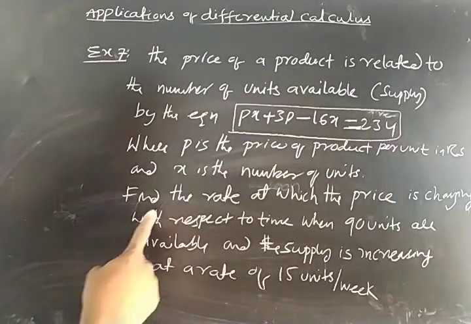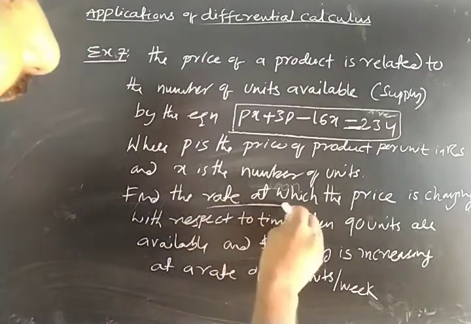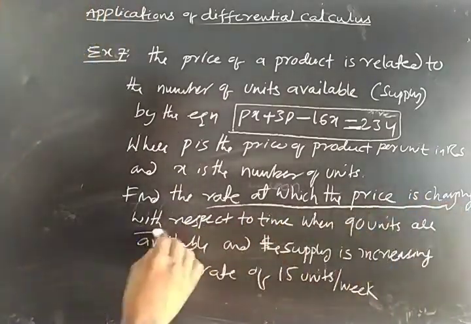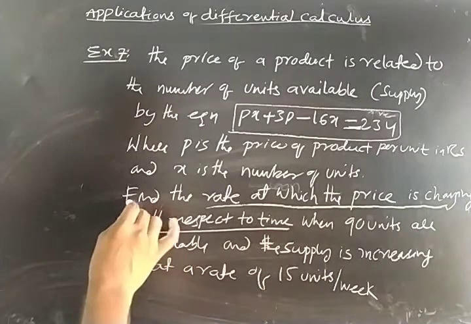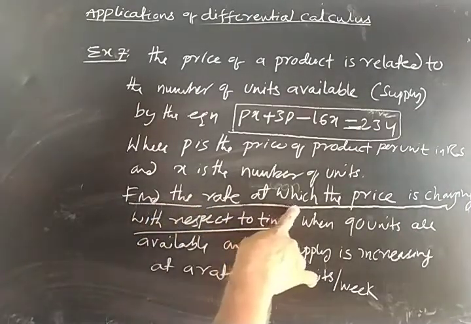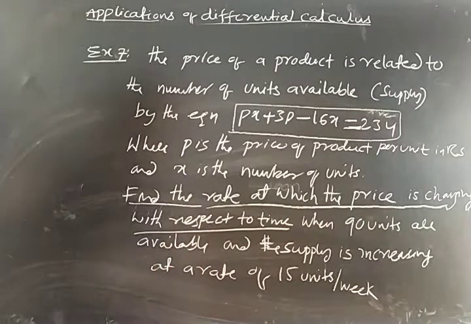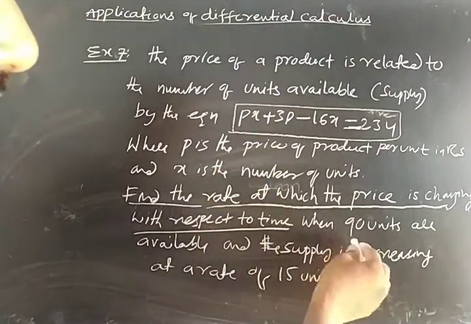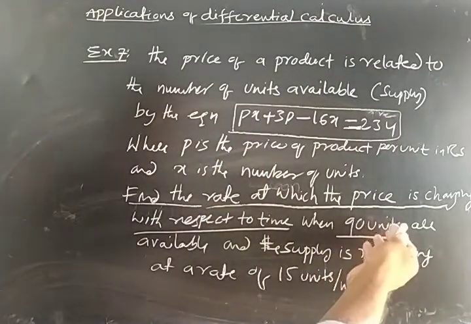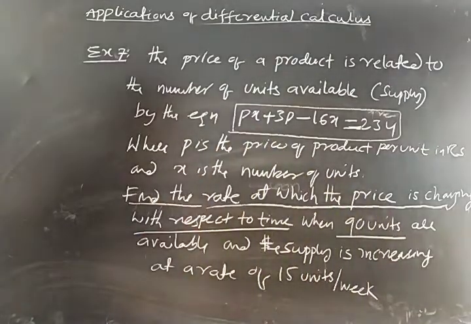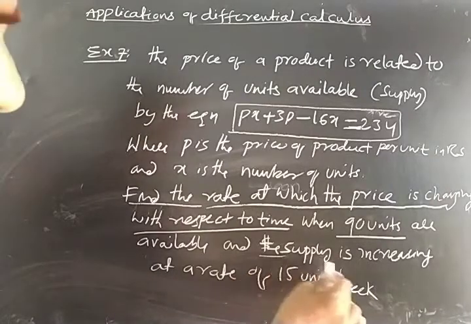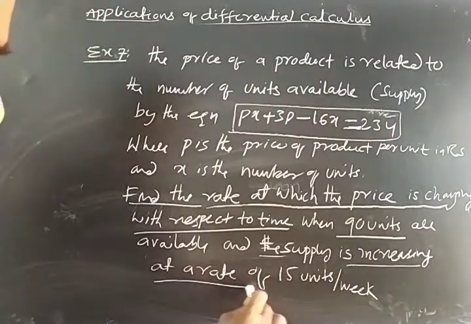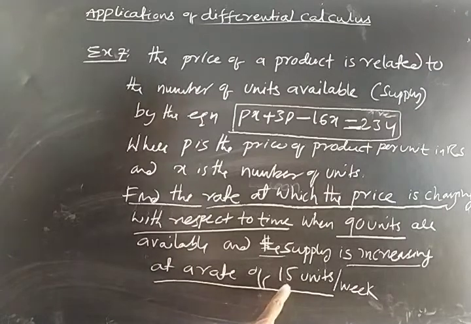Here P is price and X is number of units. Now what are we going to find? Find the rate at which the price is changing with respect to time. Price means P, changing with respect to time means dP by dt. We are going to find dP by dt when 90 units are available. Number of units is denoted by X, so X is 90, and the supply is increasing at the rate of 15 units per second.